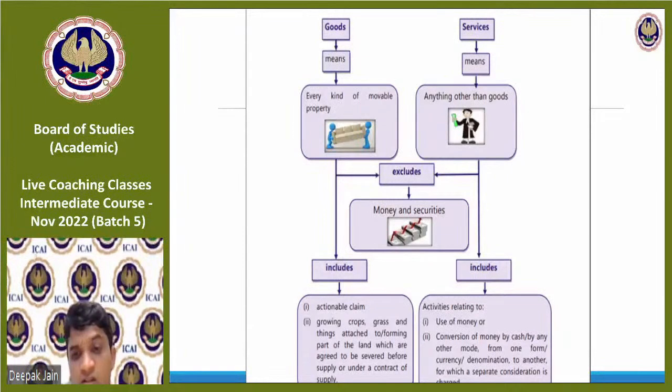Fixed deposit is also an actionable claim. Yes, because in a fixed deposit you have a right to get back that money. That is also an actionable claim. Clear. Very good. Guys are really interested in understanding the legal terms, legal definitions. That is really interesting.